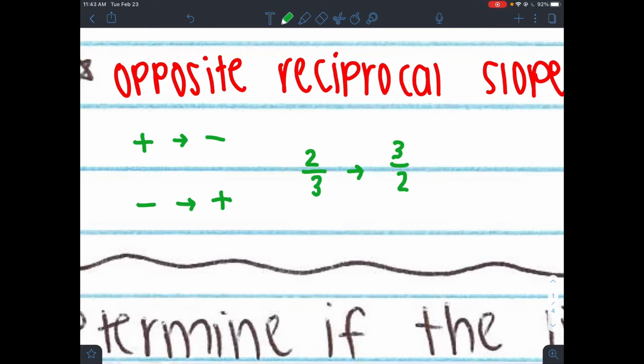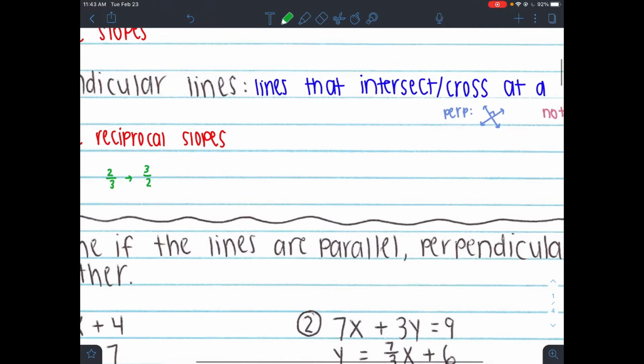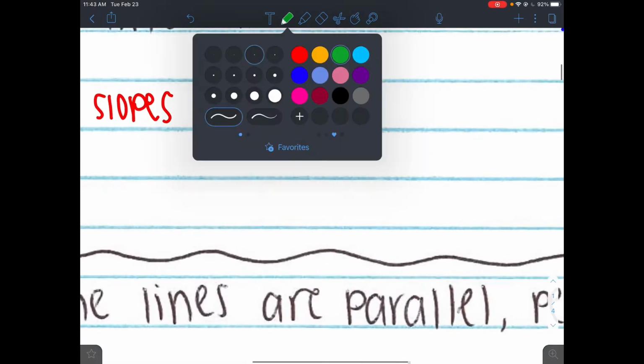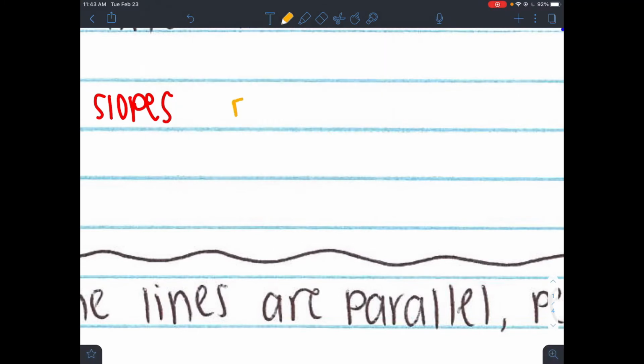So opposite means you change the sign, and reciprocal means you flip the fraction. You have to do both. The problem with this is that people tend to only change the sign and they forget to flip the fraction. So be very, very careful with that. All right, so we're going to do some examples so that we get some practice with opposite reciprocal before we actually jump into anything. So we're going to do some examples.